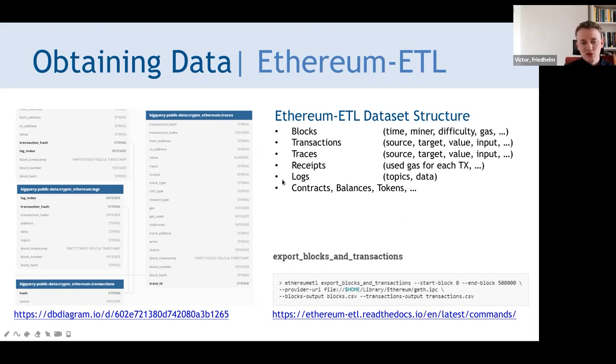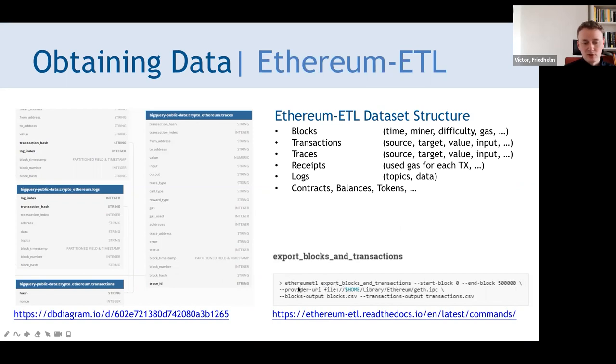And finally, it will also produce logs and can also produce contracts, these smart contracts' bytecodes, for example, and produces some other nice summary statistics such as balances, token transfers, and so on. And if you want to run this, then it looks something like on the bottom right here.